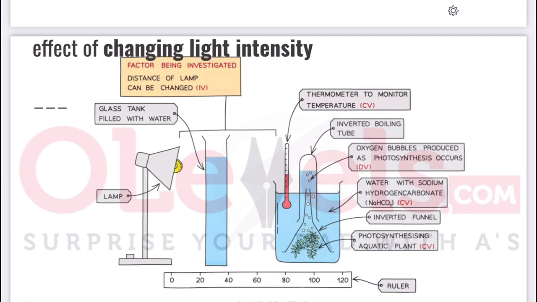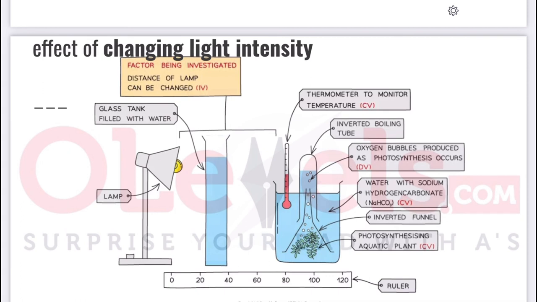The factor being investigated is light intensity, so the distance of the lamp can be changed. A lamp is placed at a certain distance from the beaker, and there is a glass tank filled with water to evenly spread the rays of the lamp so as not to harm the plant. And then we have the beaker with inverted test tubes and an inverted funnel to collect the oxygen.